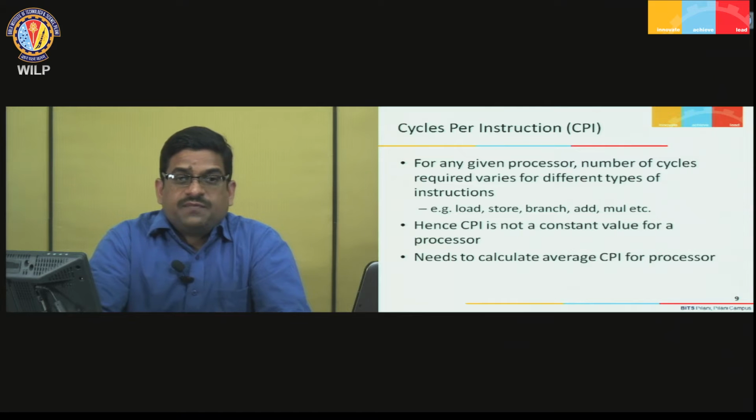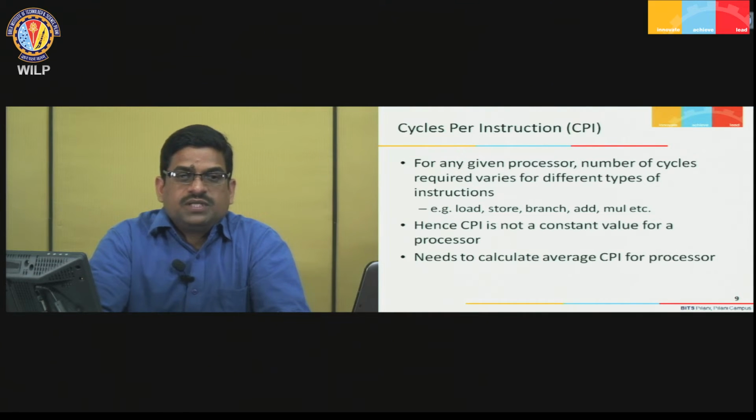And we know that different types of instructions are there, like load, store, branch, add and multiplication. So the cycles per instruction is not a constant value for the processor. If all instructions are taking the same number of cycles, then only we can say the CPI, cycles per instruction, is the same, but the instructions are different and they consume different numbers of cycles for the execution. So for calculating the execution time, we need the CPI of that processor.